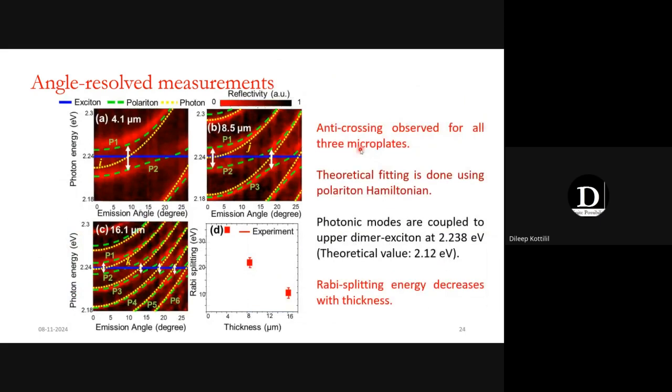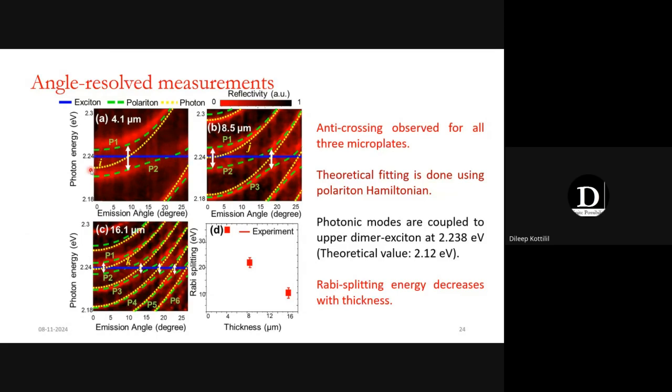So these are some of the results from my experiments. You can see a few red color images. If you look at figure A, there are two colors, red and black. Red color indicates the polariton branches, which are fitted with green curves. These polariton branches are fitted with a coupled oscillator Hamiltonian.